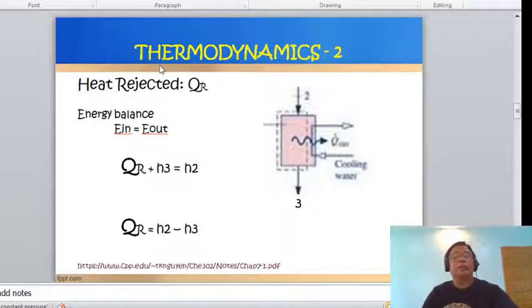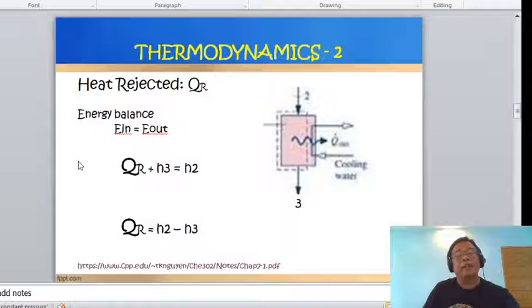Take note, class, back pressure and condenser pressure are the same. Okay? So, at 3, the enthalpy at point 3 is equal to the enthalpy of the liquid at back pressure. Take note, class, enthalpy of the liquid at back pressure. Okay? So, what is complicated here, class, if you are a beginner, is determining h sub 2. But it is very easy.